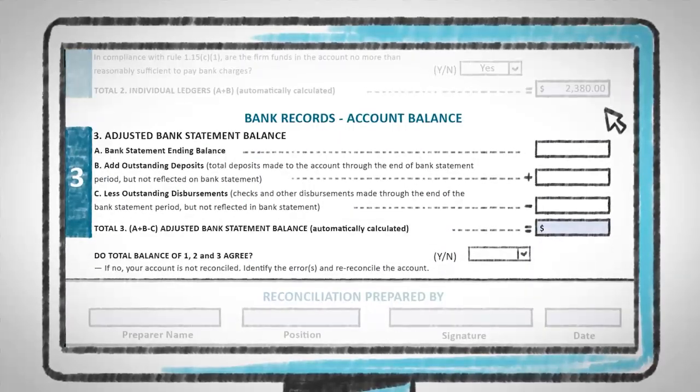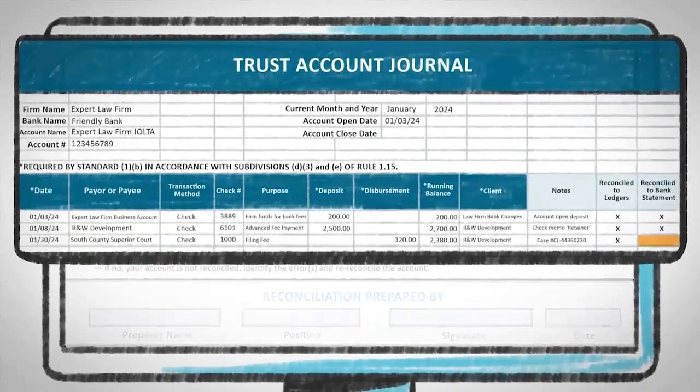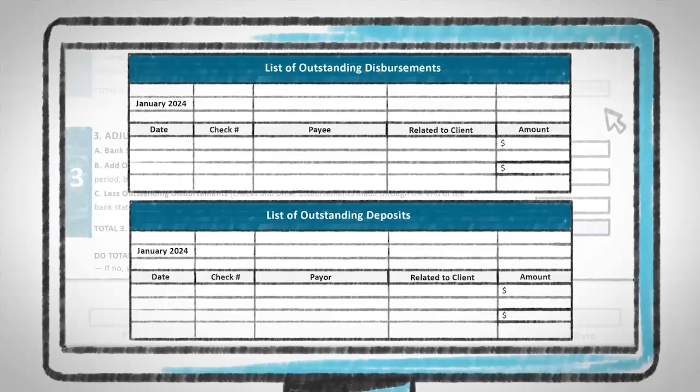Section 3 of the reconciliation form relates to the adjusted bank statement balance. We begin by accounting for every transaction that hasn't yet cleared the bank. Every unreconciled transaction is either an outstanding disbursement or an outstanding deposit. Let's say check number 1000 for $320 payable to South County Superior Court hasn't yet cleared the bank. We add the transaction to the list of outstanding disbursements. Add all remaining outstanding disbursements to the list and calculate the total. Repeat the same process with outstanding deposits.